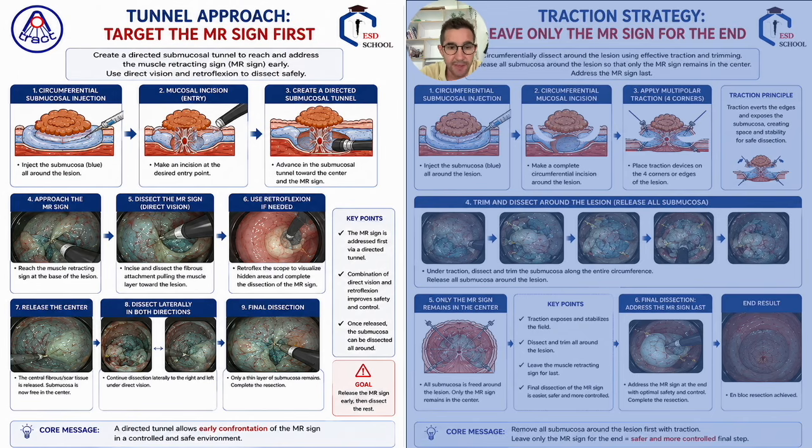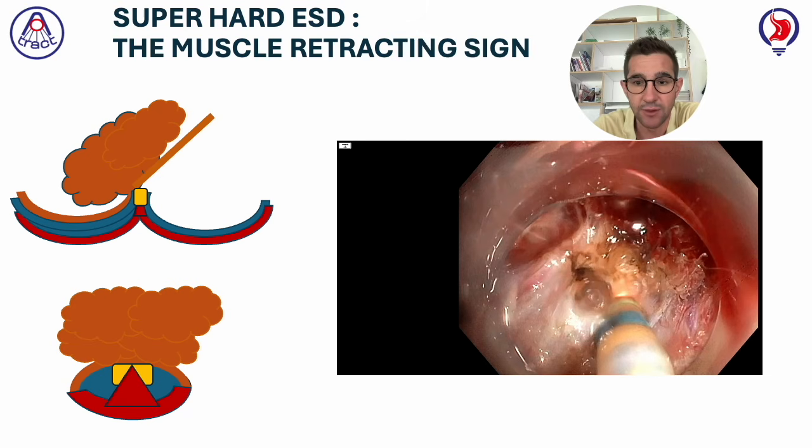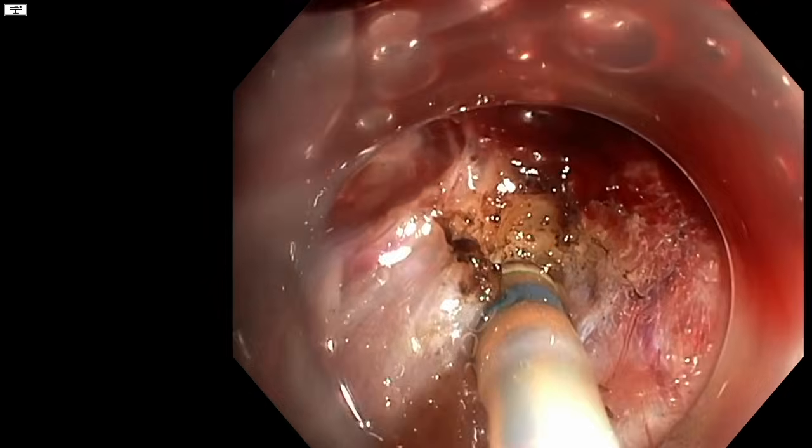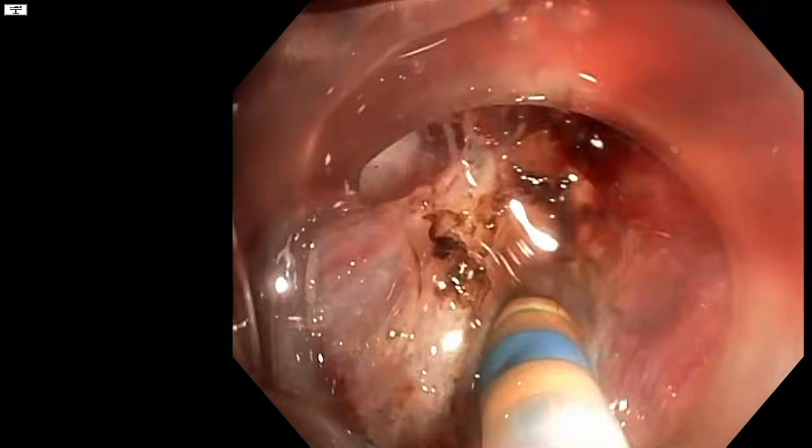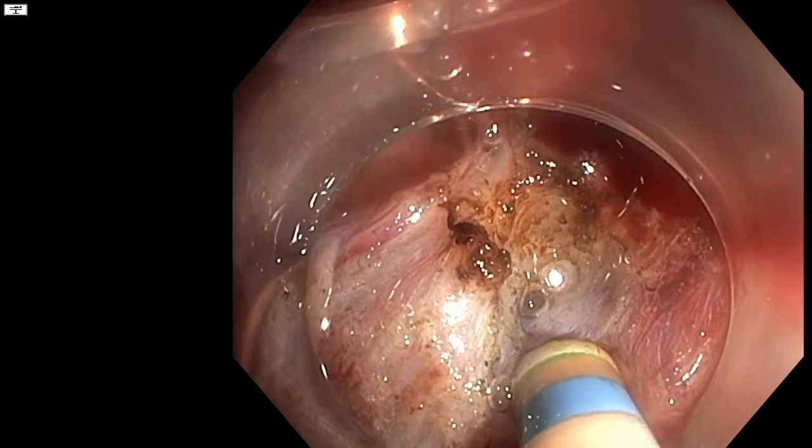Either you are targeting first the muscle retracting sign by doing a tunnel in direct viewing, sometimes also in retroflexion, to reach the center and try to cut first the muscle retracting sign using the blue to blue strategy to connect the two sides of the resection. It is the first strategy, and I will try to show you this kind of strategy we did before. So always trying to have blue and blue.